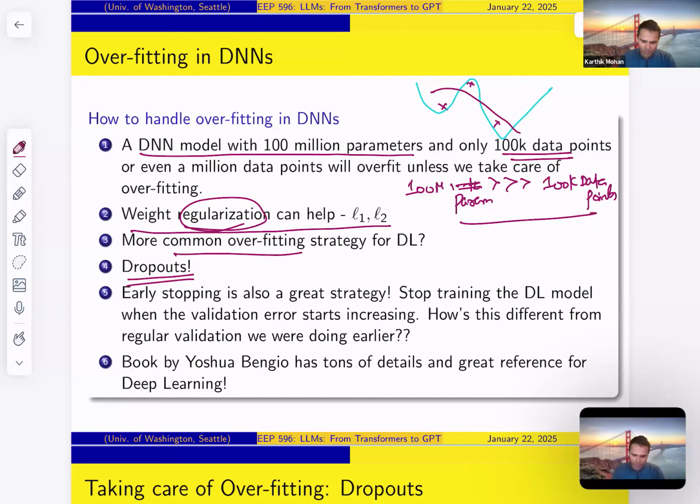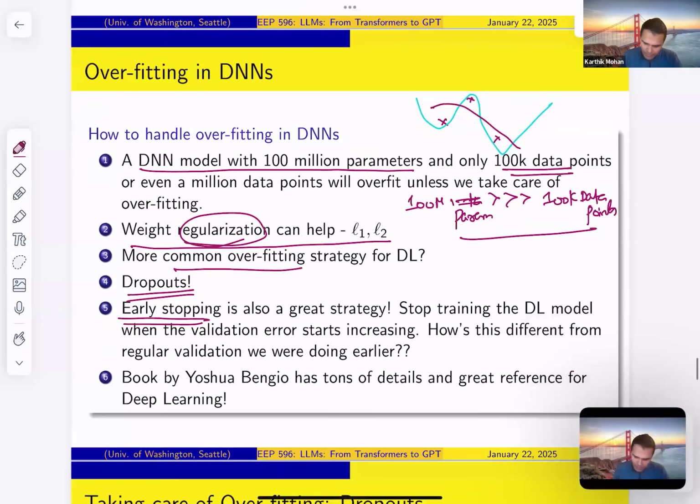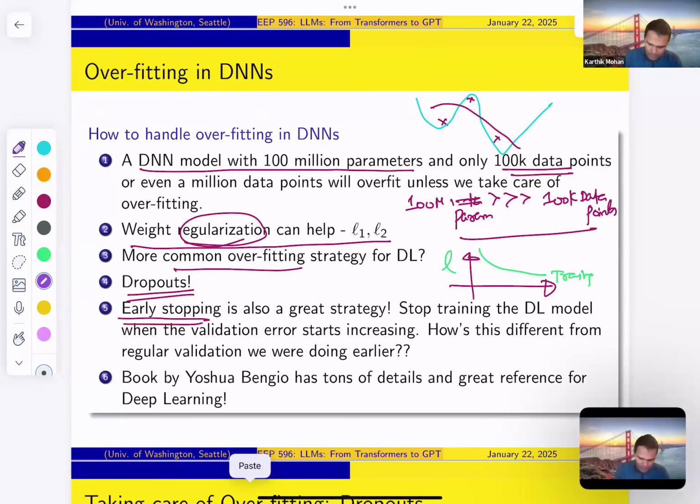And then there's one more as well, which is called early stopping, which is when you stop training the model when the validation error starts to increase, right? So if you have something like this, we spoke about this earlier, let's say this is training error, loss function, and then this is a validation error. So if you notice at this point, the validation error starts to increase, right? So this is validation.